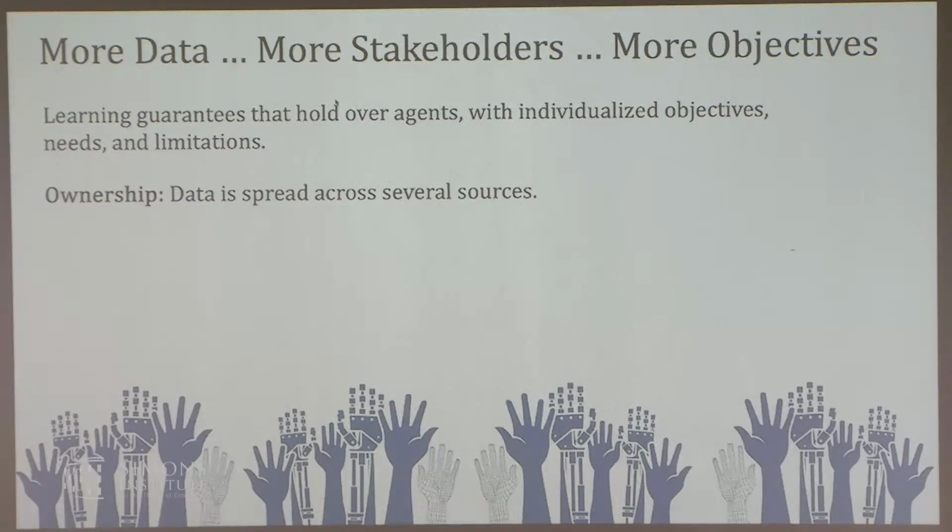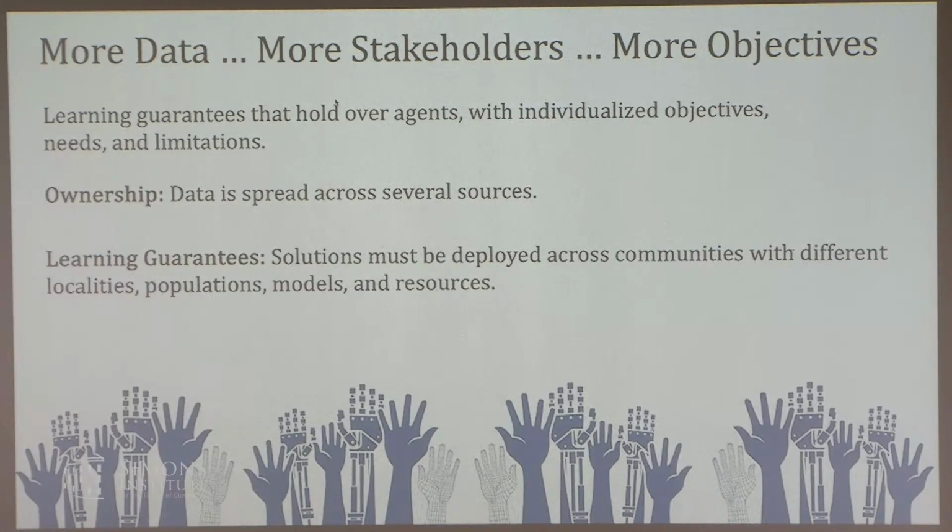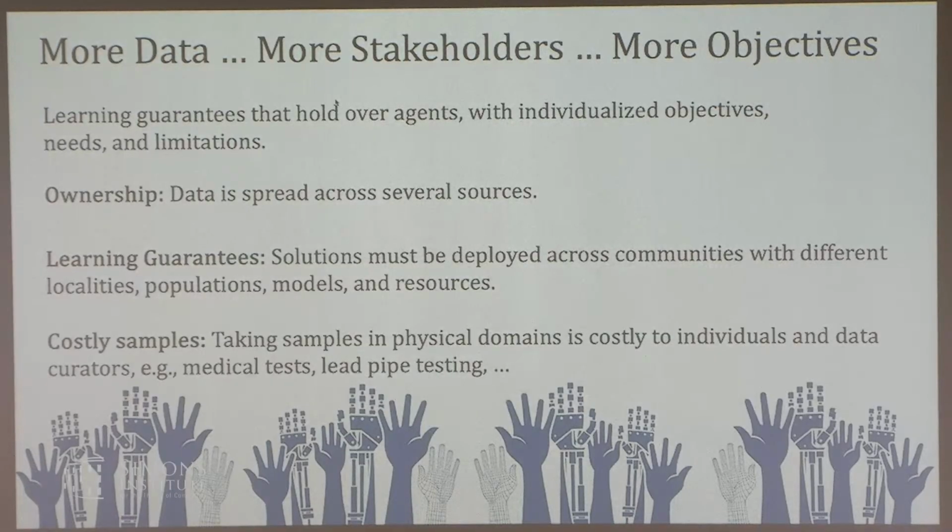What are some of these objectives? Well, part of dealing with these new challenges coming with objectives is the ownership of data. Data itself is spread across different sources, usually heterogeneous. Those were the examples of hospitals and different types of subpopulations. What about learning guarantees? Well, the solutions that we're coming up with also have to respect the needs of those populations. And usually they have to be deployed across communities with different localities, populations, threat models, resources, think domain adaptation in some sense. And of course, the resources we are dealing with are costly and they have to be provided to us by the people who are interested in these learning tasks. So the way we have to think about this is: are we actually providing the right trade-offs between the cost of resources and the learning guarantees to each of the agents who are part of this system?